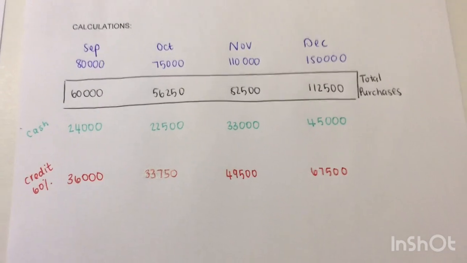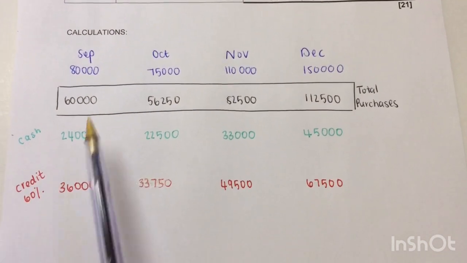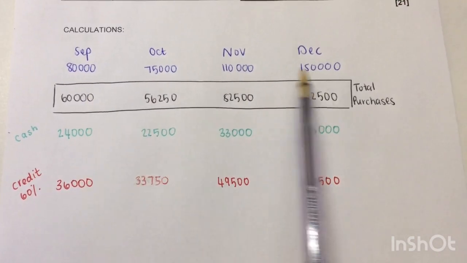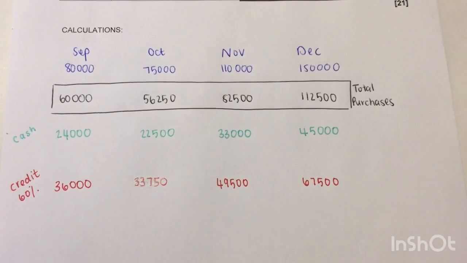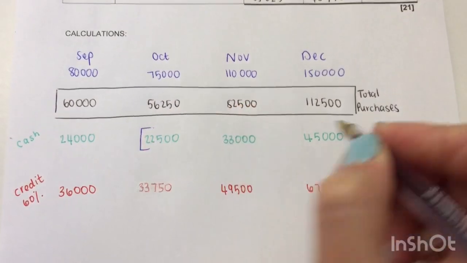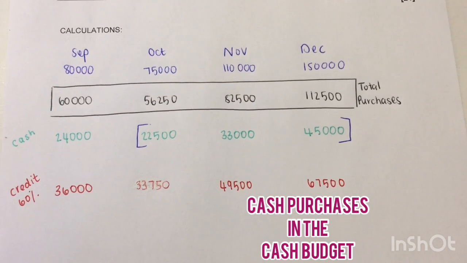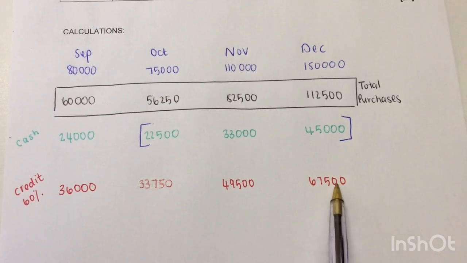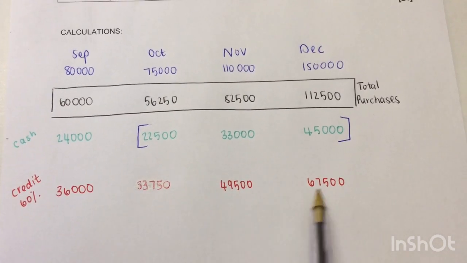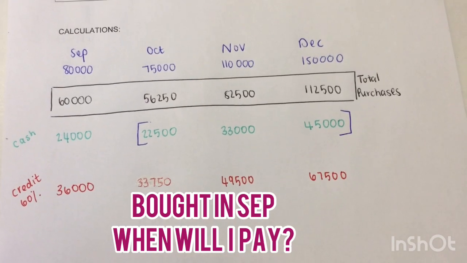Okay, so there I've split them up into the cash part and the credit part. So I took the cost of sales, which turned out to be total purchases, and I've split them up. So this part over there, I know, will be my cash purchases in my cash budget. These are my credit purchase amounts, and I need to now figure out when will I pay them. I bought this in September, but when will I pay it?